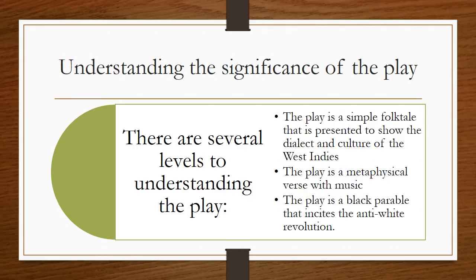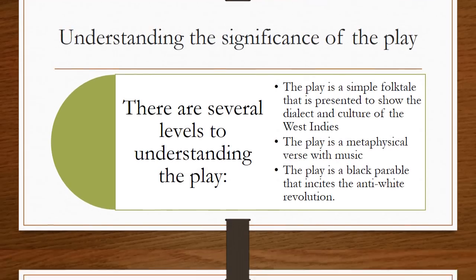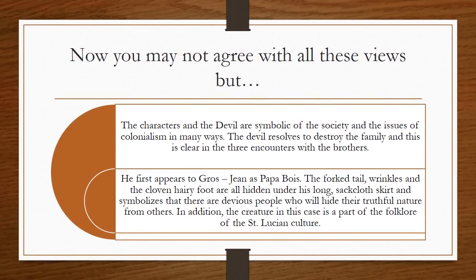Now, understanding the significance of the play, and we will get to Bolum's significance in just a bit, there are several levels to understanding the play. First of all, it's a simple folk tale that is presented to show the dialect and the culture of the West Indian people. The play is also a metaphysical verse with music. And thirdly, the play can be seen as a black parable that incites the anti-white revolution. Very simple, isn't it?